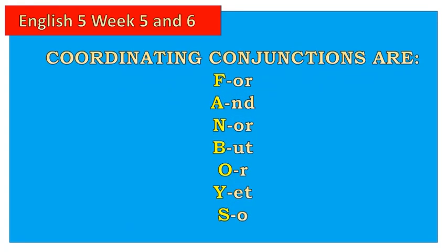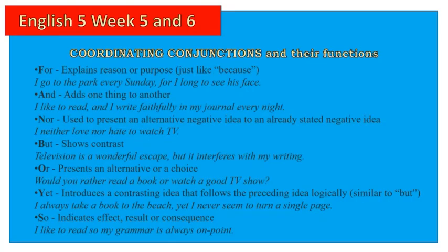Here now are the 7 coordinating conjunctions. We have for, and, nor, but, or, yet, and so. And for you to easily memorize it or remember it, it has the acronym FANBOYS. Okay? So, again, we have for, and, nor, but, or, yet, and so. And each of these conjunctions has a specific function.